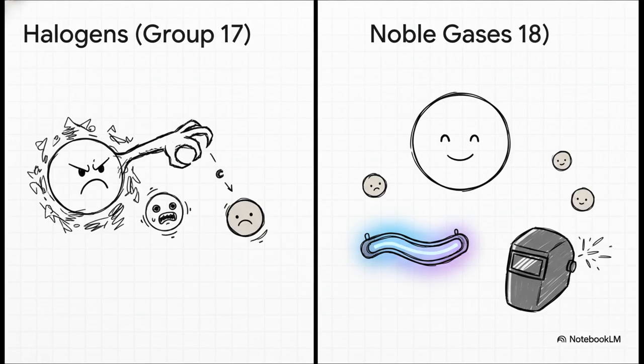But then you take one step to the right, to group 18, and you've got the noble gases. Their defining feature is that they don't react. And ironically, that very inactivity is what makes them so incredibly useful for things like inert atmospheres, those bright neon signs, and a specialized coolant.